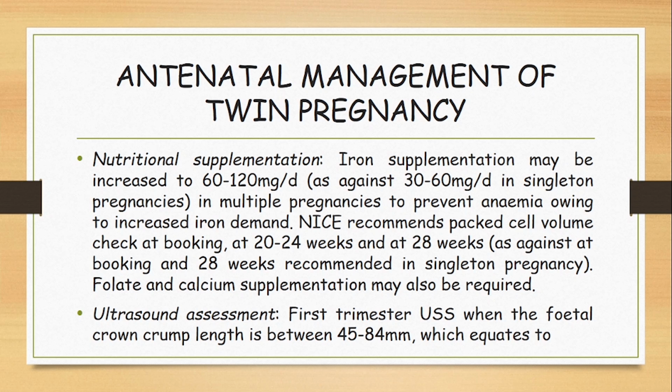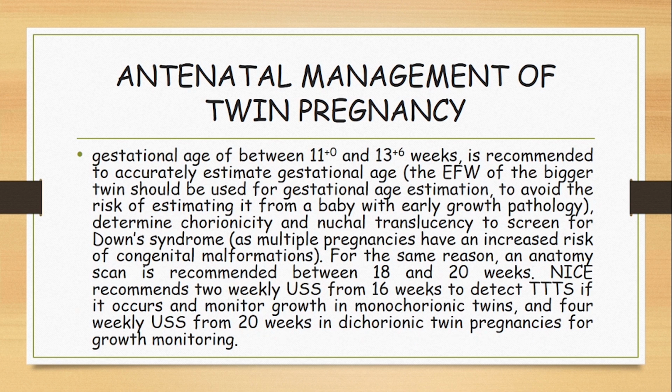Ultrasound assessment. The first trimester ultrasound, when the fetal crown-rump length is between 45 and 84 mm, equates to a gestational age of between 11 and 13 weeks. So the first ultrasound must be done between 11 and 13 weeks. Some can still be done between 12 and 15 weeks, but it's more sensitive at this time.